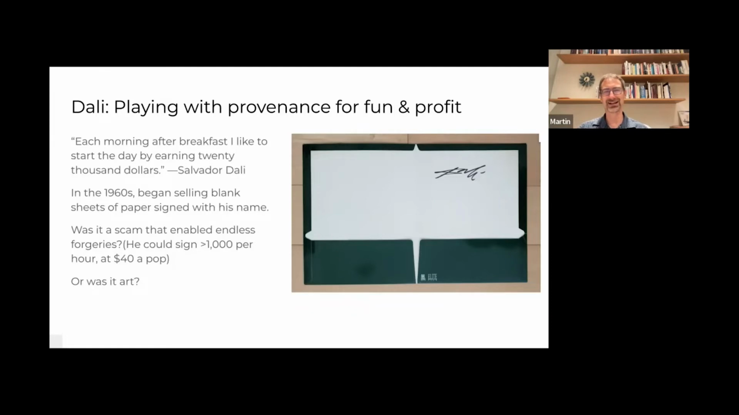You could ask, is that a scam? It's caused a lot of confusion around what's a forgery, what isn't, what is real? Or was it art? He was a prankster by nature. And in some sense, as much as it made him money, he may also have been relishing some of the confusion it caused.